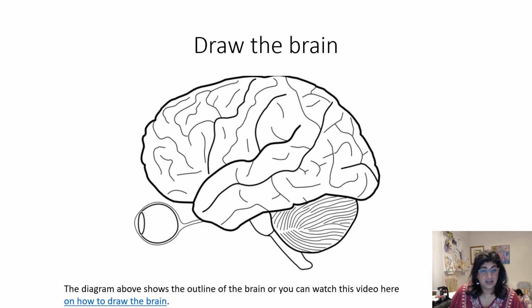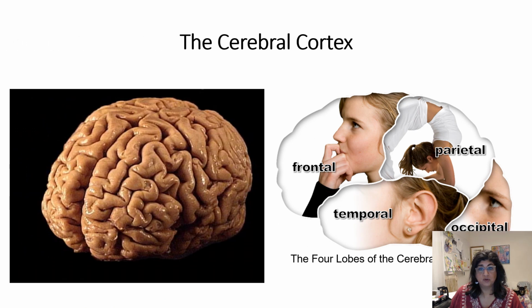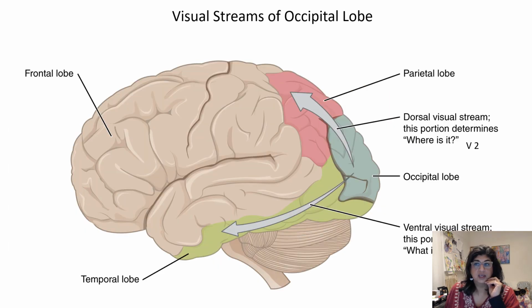So now I was going to have you draw the outline of the brain with the eye, and you can do that if you want to. So we talked about the cerebral cortex that is in charge of higher level thinking and is made up of these 4 lobes. We're going to primarily focus on the occipital lobes and some visual streams, although I'm not going to go into detail of those.